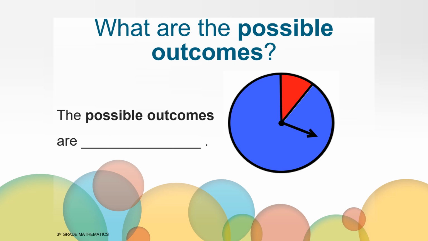Okay, so let's check out this spinner. What are the possible outcomes? Write them on your paper and practice using the sentence frame on the screen. The possible outcomes are red and blue because the arrow could land on red or blue.